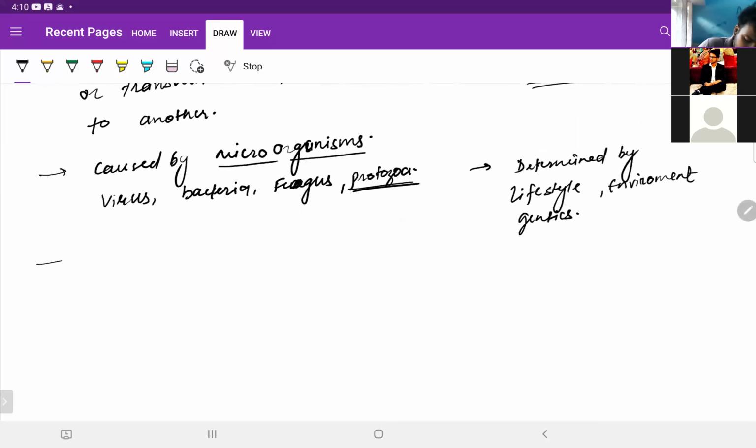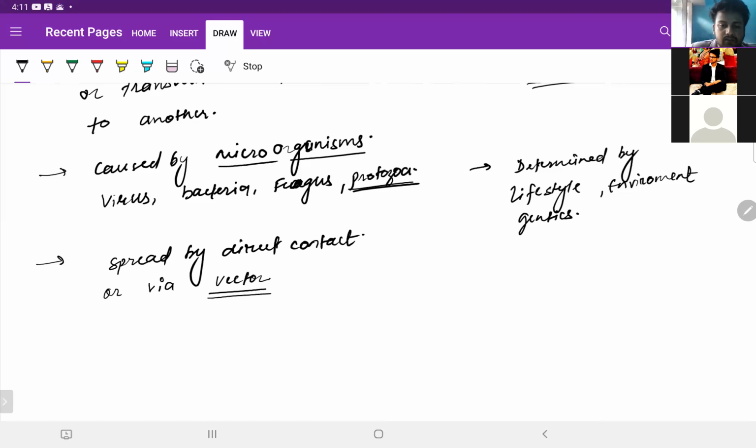And these infectious diseases spread by direct contact, right? Or they can spread via a vector. What is a vector? There are two kinds of vectors. One vector is there in physics, which tells you about the direction of something moving, right? This vector is not that physics vector. This vector is any organism which transmits the disease from one person to another.